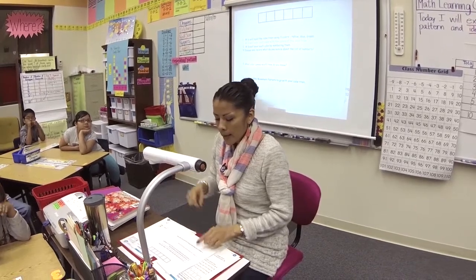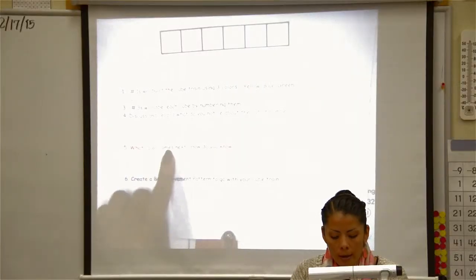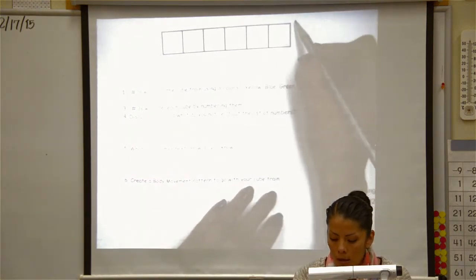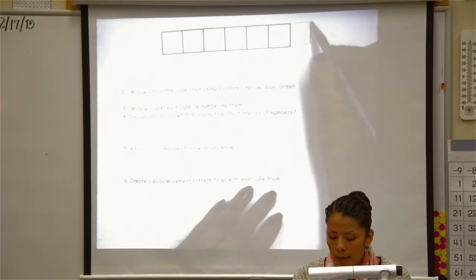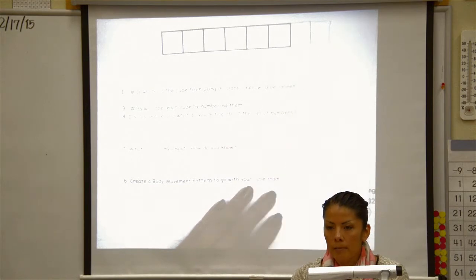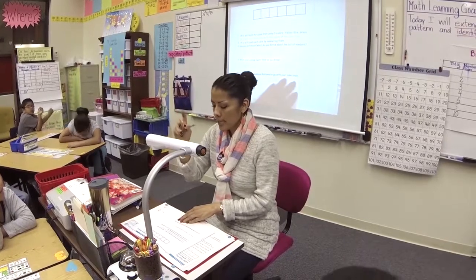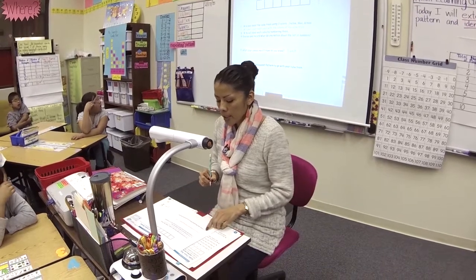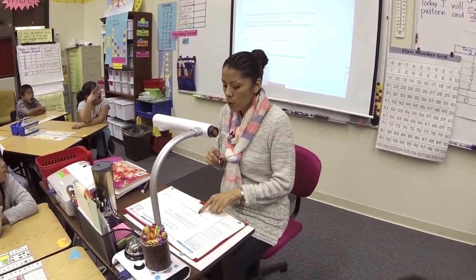Number 5, what color comes next? So then you're going to get your pencil. This comes next. Then this comes next. Oh, and then whatever comes next, you can extend it. Extend it one more unit. You're going to extend it 1 unit. Number 6, create a body movement pattern to go with your cube train. So all of you have to come up with the team consensus. What does team consensus mean again?